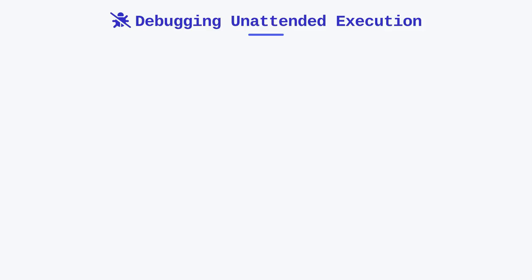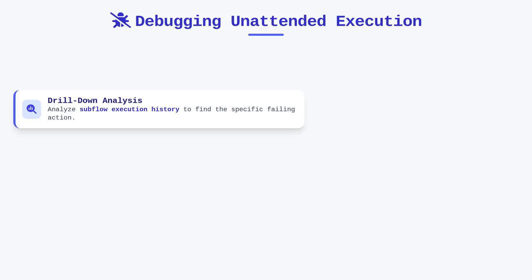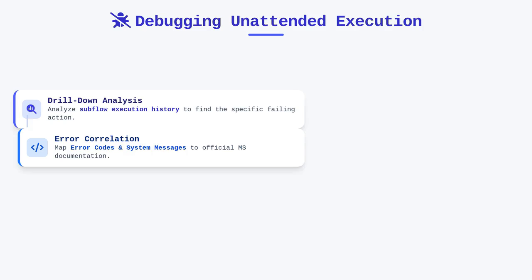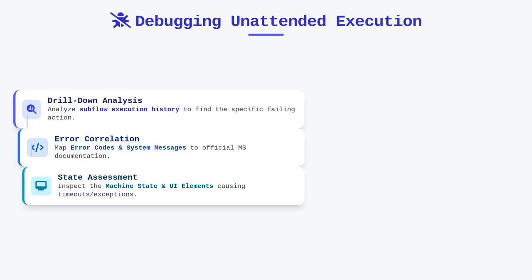To effectively debug issues that occur during unattended execution, you should focus on the granular diagnostic details provided by desktop flow logs. When a desktop flow fails, you must drill down into the subflow execution history to identify exactly which individual action triggered the interruption. These logs often contain specific error codes or detailed system messages that can be correlated against your internal documentation or official Microsoft support references. It is rarely sufficient to simply know that an automation failed.